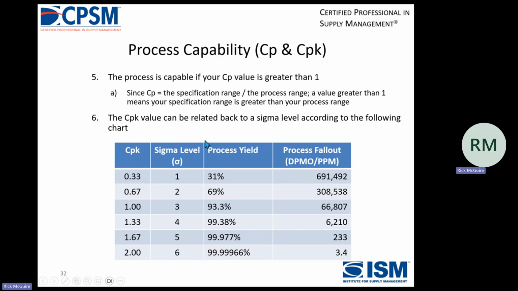CPK, on the other hand, will tell you whether it's a 6 sigma process and how capable it is. So you usually want a CPK of at least 1.33, which is 4 sigma. A CPK of 2 is 6 sigma. This would be what you want to drive towards, 3.4 defects per million opportunities.